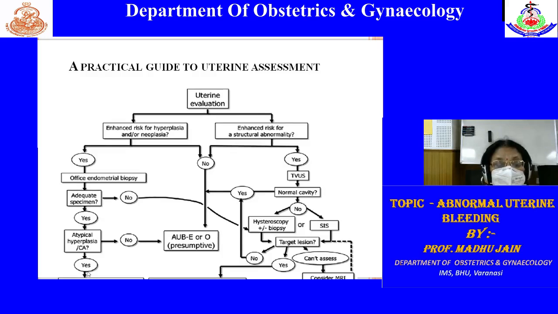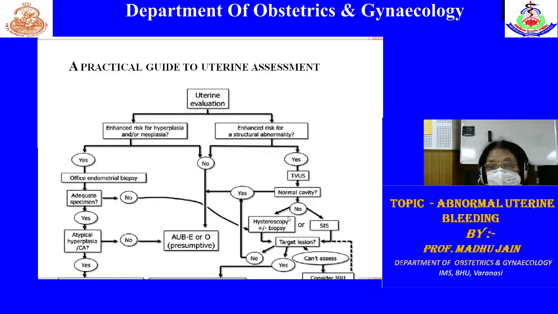If it is present, then it will come under the classification of AUB-M. If it is normal, then it will come under the category of AUB-E or O. E means endometrial and O means ovulatory. Depending upon this, you have to manage the patient. If on the ultrasound you are suspecting any structural abnormality, find out whether it is a normal cavity or not. If it is a normal cavity, okay, manage on these lines normally.